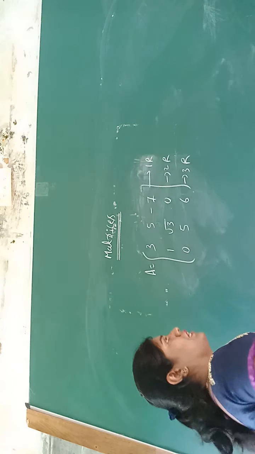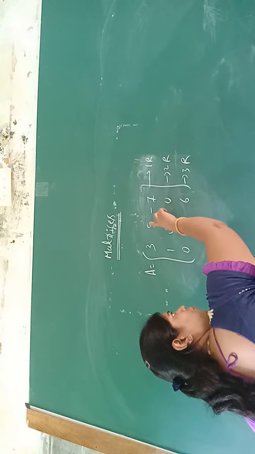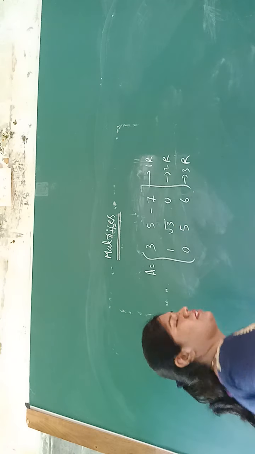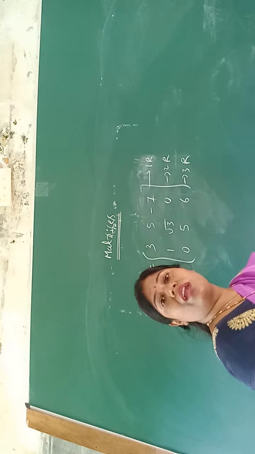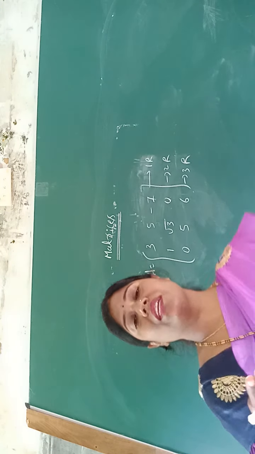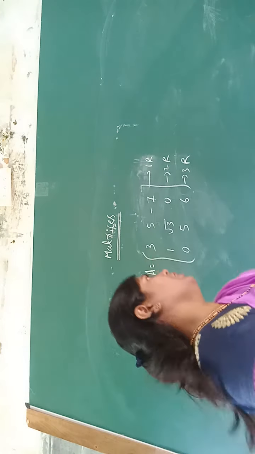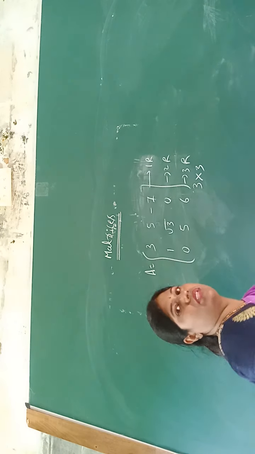How many vertical lines are here? 3, 1, 0 is the first vertical line. 5, root 3, 5 is the second vertical line. Minus 7, 0, 6 is the third vertical line. There are 3 vertical lines here. Vertical lines are called columns. So here there are 3 rows and 3 columns.